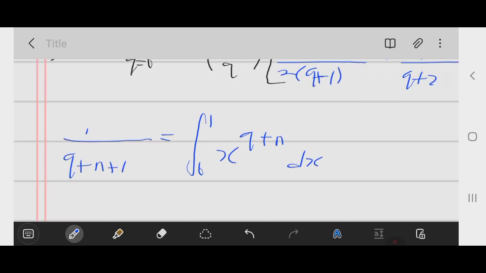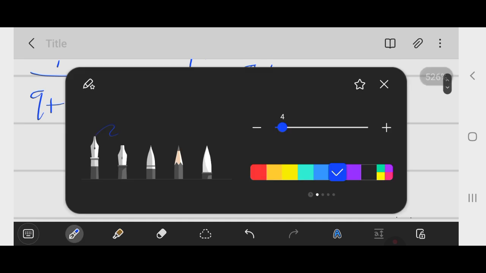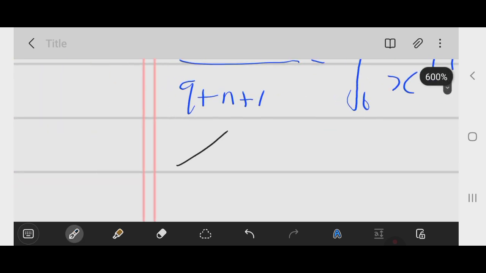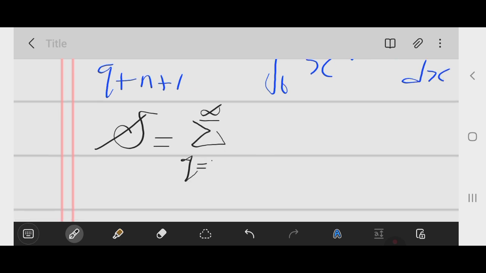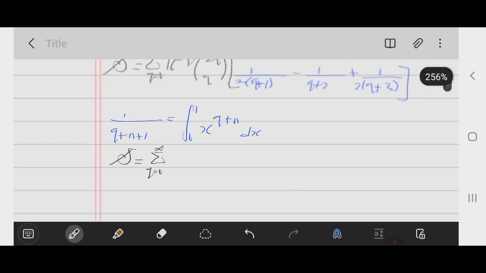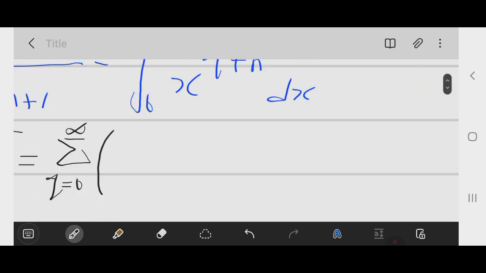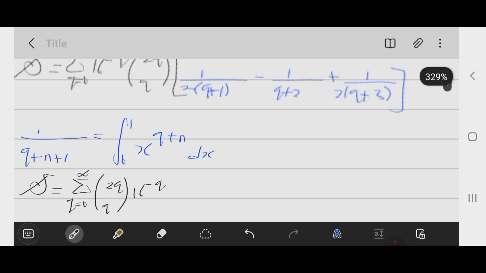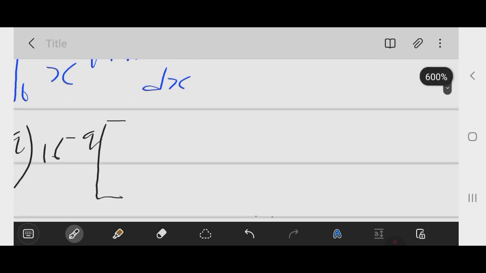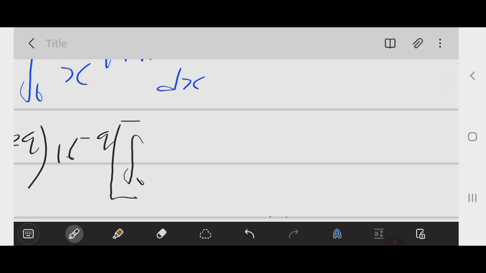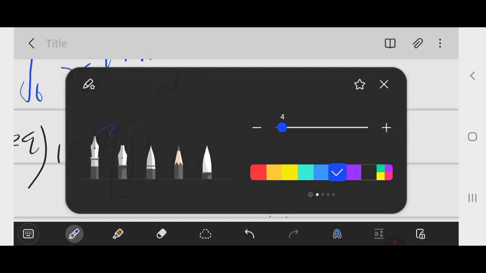So let's apply it in our sum. I have that S is equivalent to the sum to infinity of Q starting from 0, then our binomial of 2Q and Q, 16 to the power of minus Q. Then the remaining element of this will come in. So I have the integral from 0 to 1.